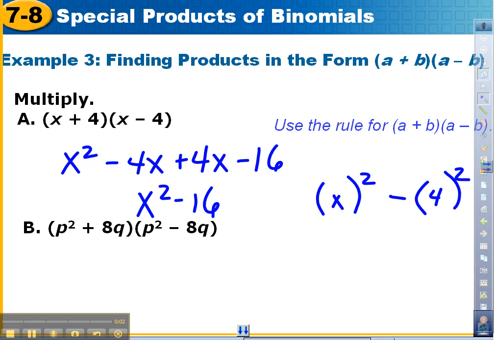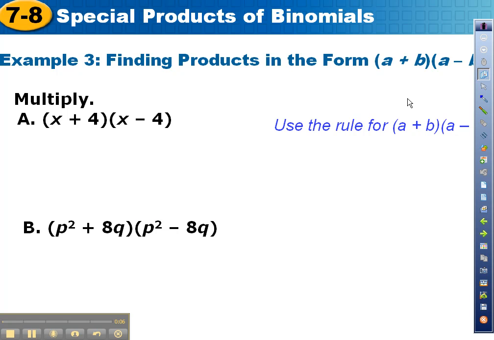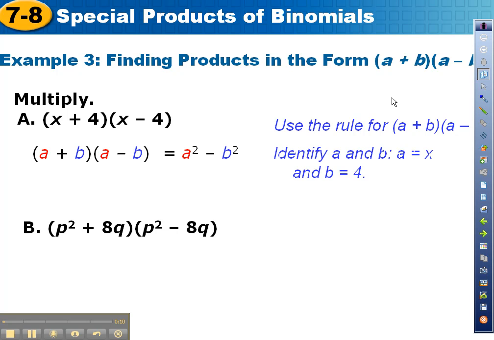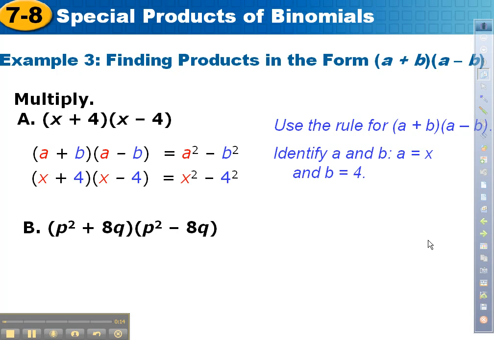7-8 video 5. They're going to use the rule. I think you guys should go ahead and use FOIL until you learn what the rule is.